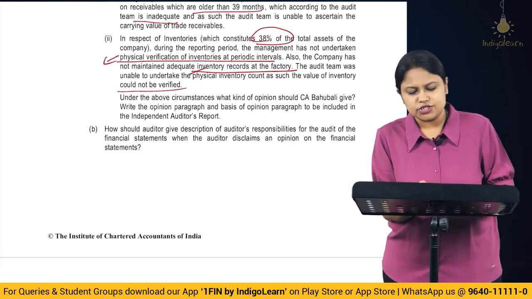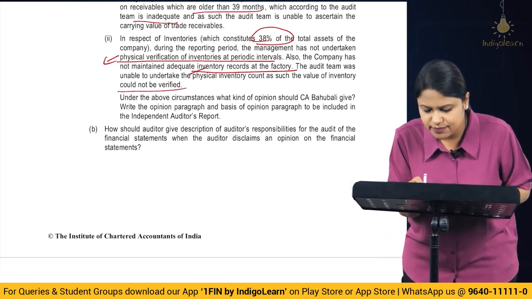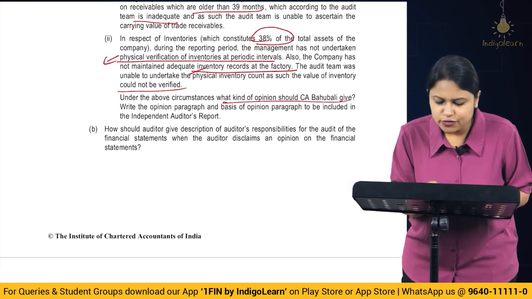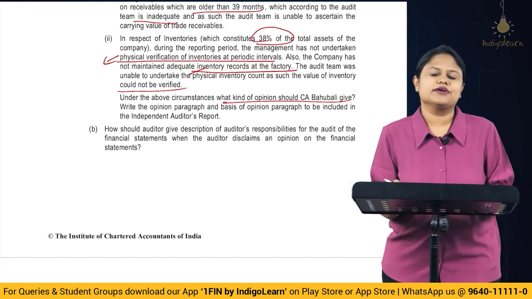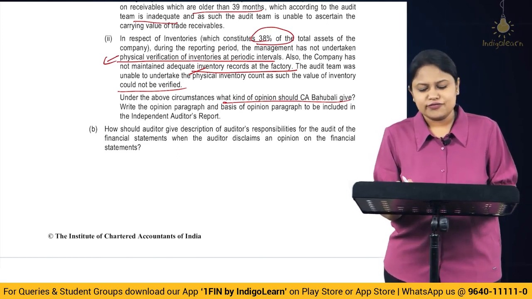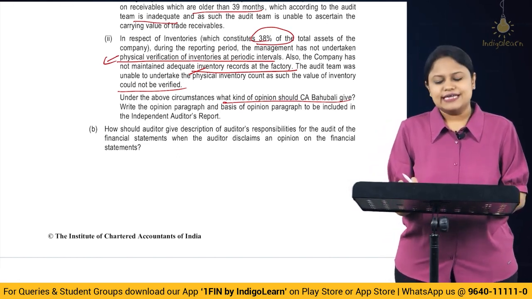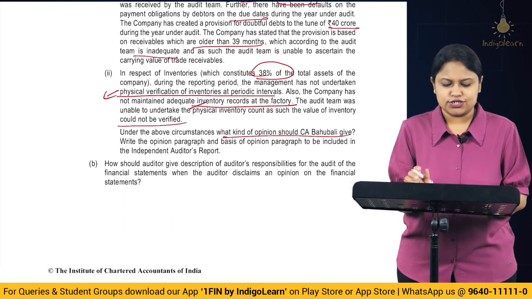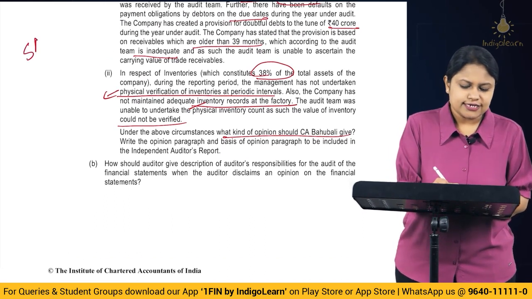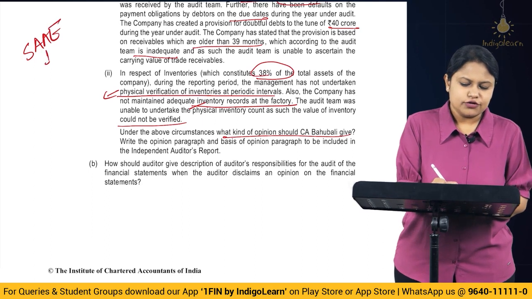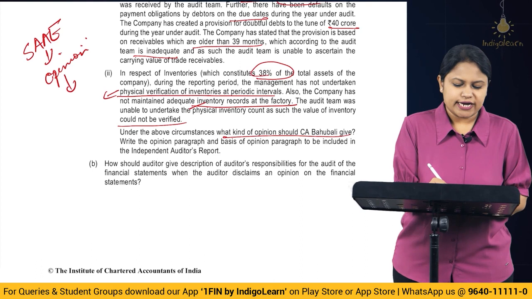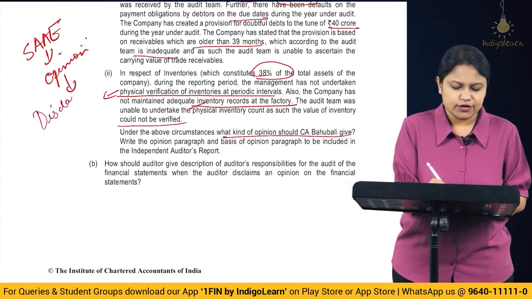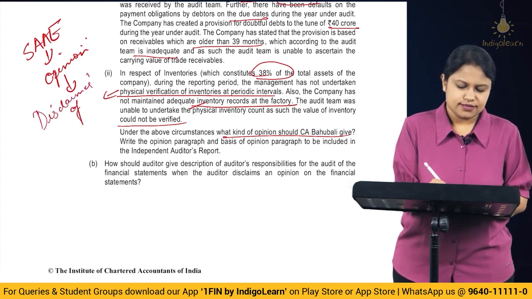Under the above circumstances, what kind of opinion should CA Bahubali give? Write the opinion paragraph and the basis of opinion paragraph to be included in the independent auditor's report. Alright. So, with this you must have very clearly understood that they are in a position of not obtaining sufficient appropriate audit evidence to give their opinion. So, when the auditor is in this position, you end up giving a disclaimer of opinion. And I believe everybody must have got this answer.